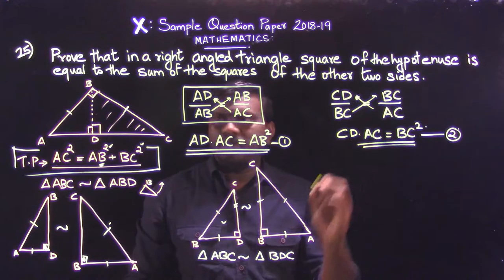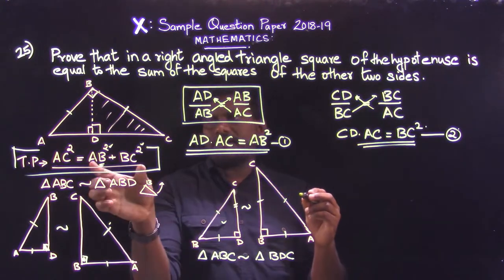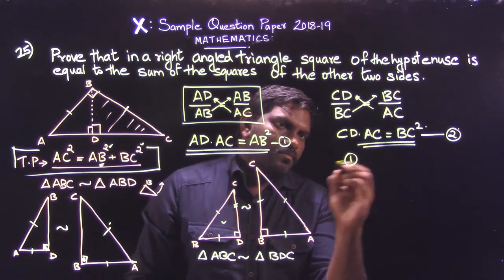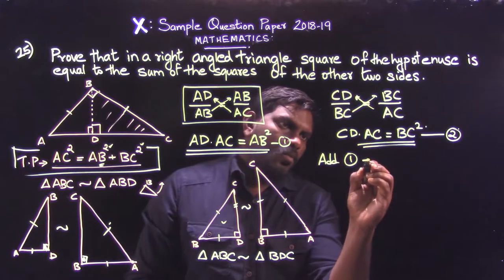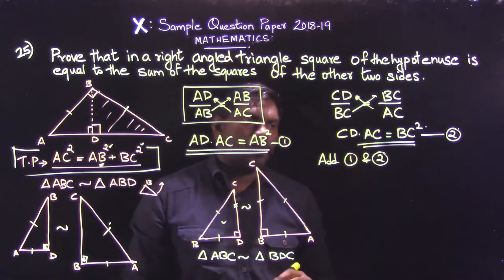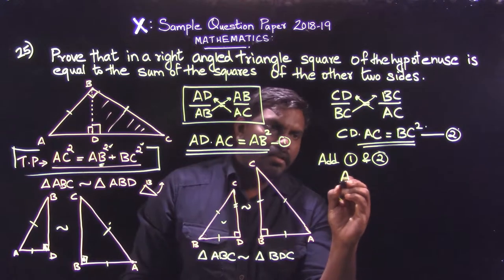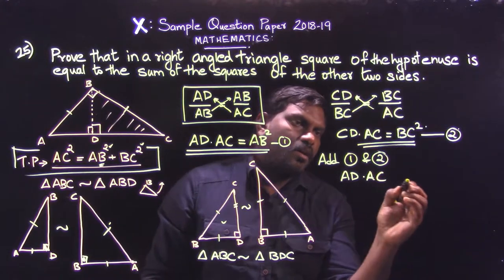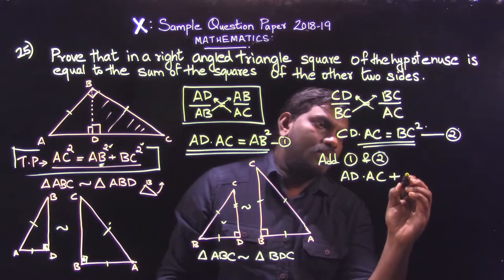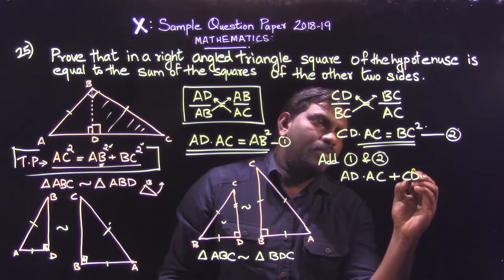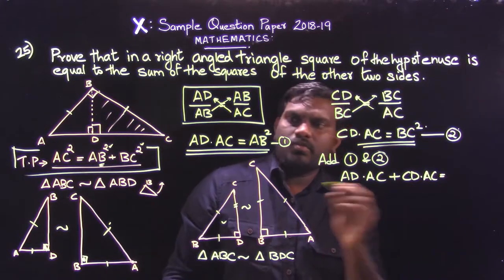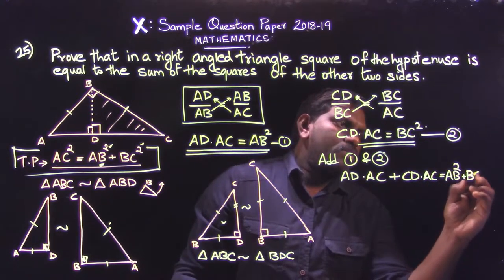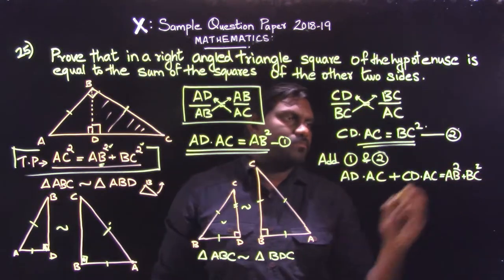Now it's time for me to add these two, because on the right side I really have the same things as over here. So adding 1 and 2, what are you getting here? AD, left hand side, and right hand side there. AC times AD plus AC times CD is equal to what you're getting here, AB square plus BC square. Clear? AB square plus BC square.